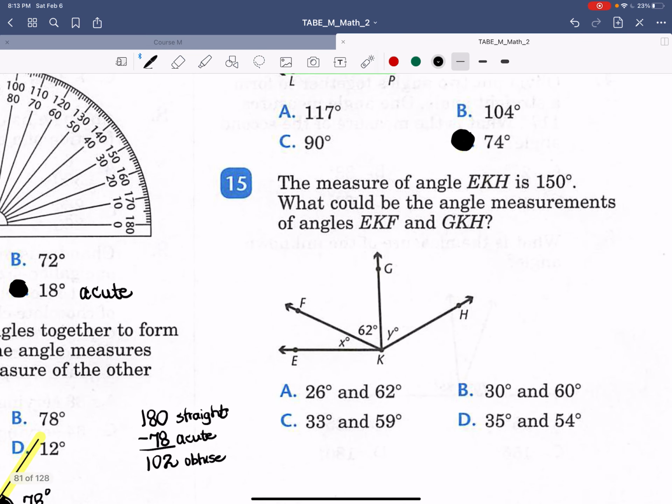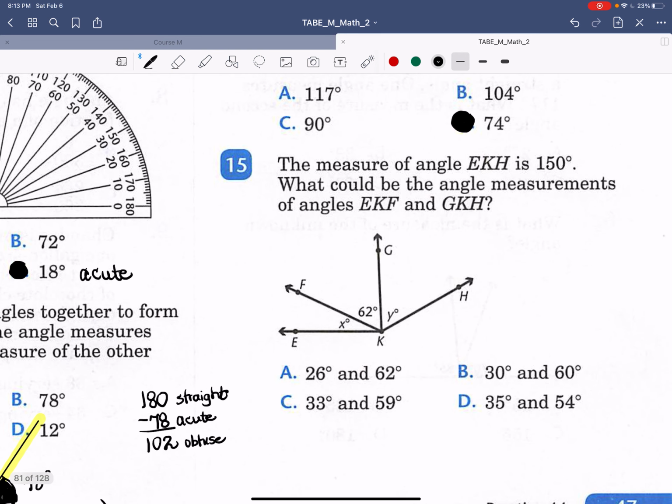Number 15. Is this the last one already? One good thing about these pages with pictures and graphs, there aren't as many problems. So I guess that's good. It depends on how you look at it. But the measure of angle EKH, E to K to H, is 150 degrees. What could be the angle measurements of EKF?